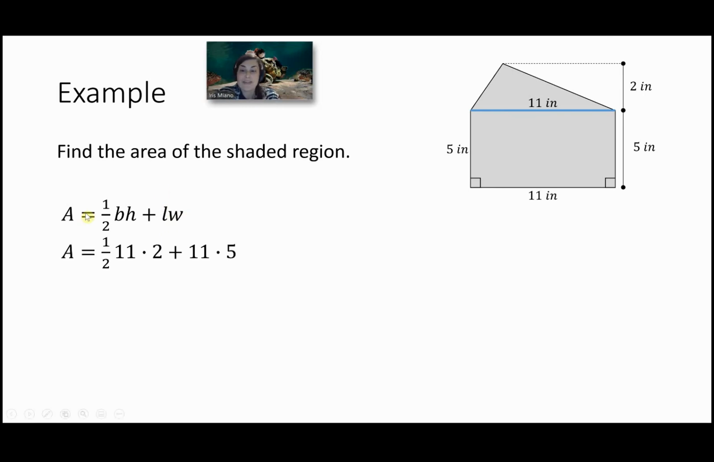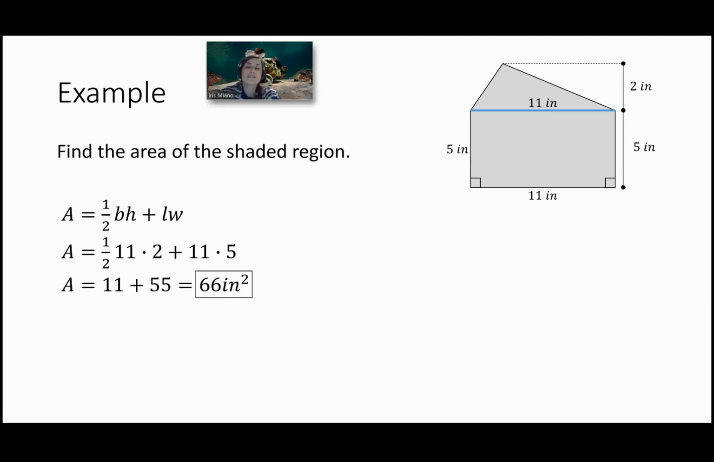So the base and the height for the triangle are 11 inches and 2 inches respectively, okay? And then the length and the width are 11 inches and 5 inches respectively. So just plug them into your custom area formula that we came up with and simplify it down, and slap on the appropriate units, in this case inches squared, and you're done.